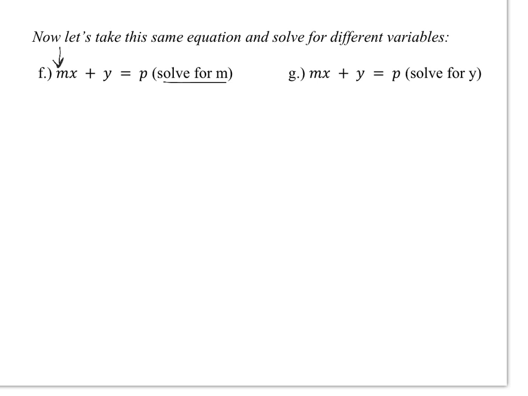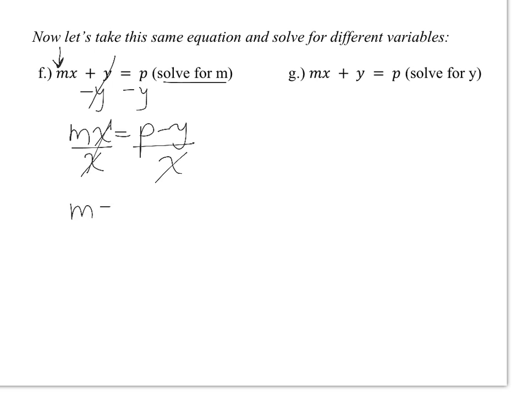So again, because this is m times x plus y equals p, you have to get rid of plus y first. You have to subtract y. So it's the last operation being done to m. It's the first thing that you undo. So you get mx equals p minus y, and now because I'm trying to get m alone, I divide everything by x. And I get here that m is equal to p minus y over x. And there's my answer to that one.